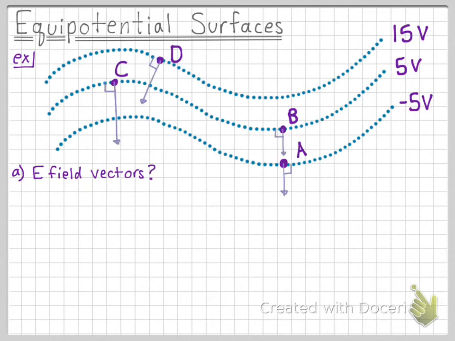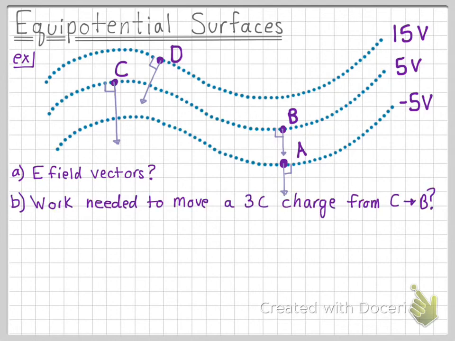So we know that our electric field lines are going to point down because our lowest equipotential surface has a voltage of -5 volts, or the smallest voltage. And we know that these electric field lines are going to have to point at a right angle to the surface. Next, we could be asked to calculate the work needed to move a 3 coulomb charge from C to B.